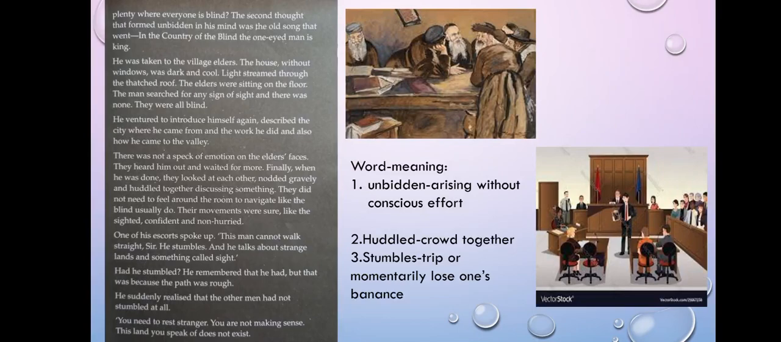He ventured to introduce himself again. He tried to once again introduce himself to the people of that country, describe the city where he came from and the work he did, and also how he came to the valley. So he was trying to narrate in front of the people of the country of the blind about his own city or country from where he had come, and then he tried to convey how he reached there, but it seemed that they were not able to understand.